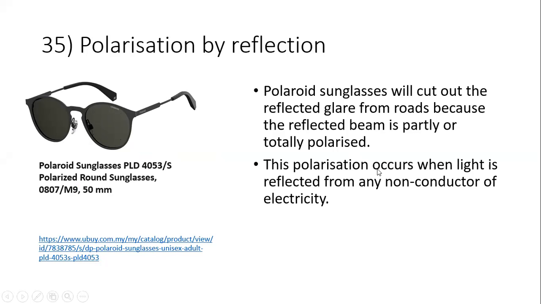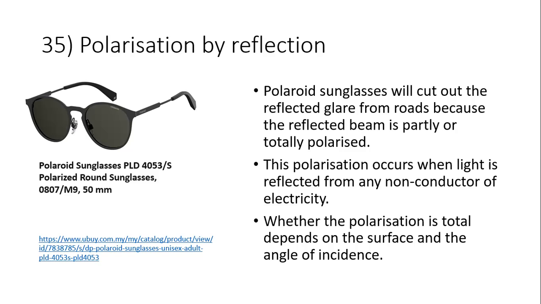This polarization occurs when light is reflected from any non-conductor of electricity. So wherever light is reflected from a non-conductor of electricity, it is polarized, partially or fully. Right? We'll see in a while how it can be partially polarized or fully polarized. Whether the polarization is total depends on the surface and the angle of incidence.